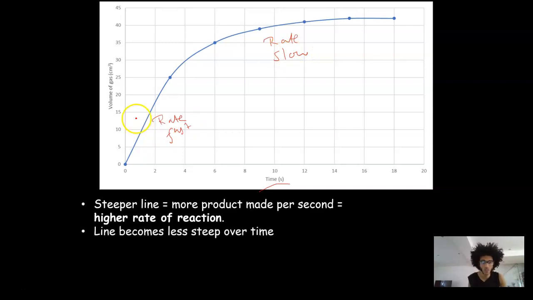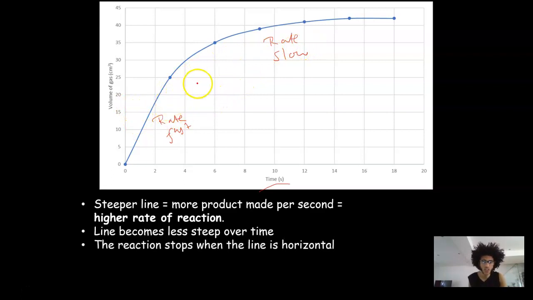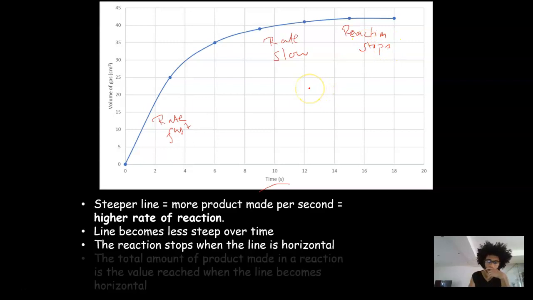Second thing to mention is that the line becomes less steep over time. I mentioned that, so the reaction's slowing down. And then finally, the reaction stops when the line is horizontal. So you can see at this point, this is when the line starts going horizontal. This is when the reaction stops.